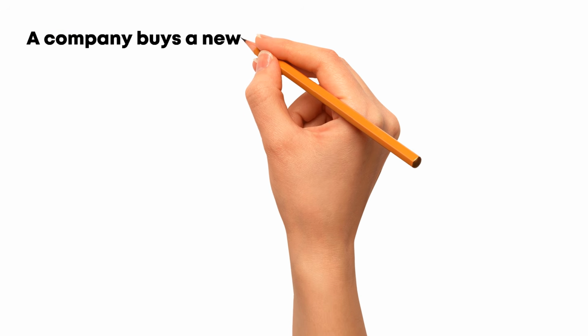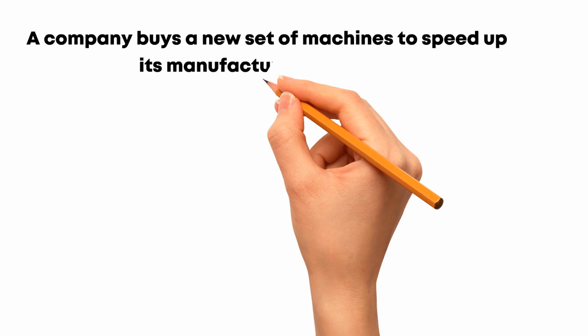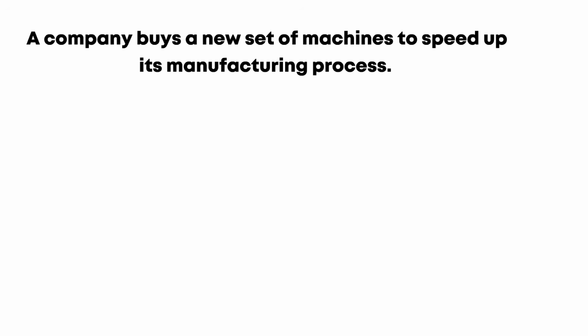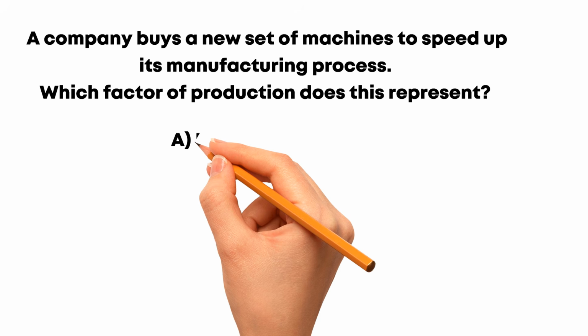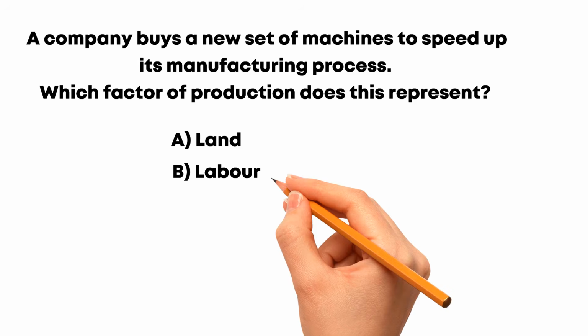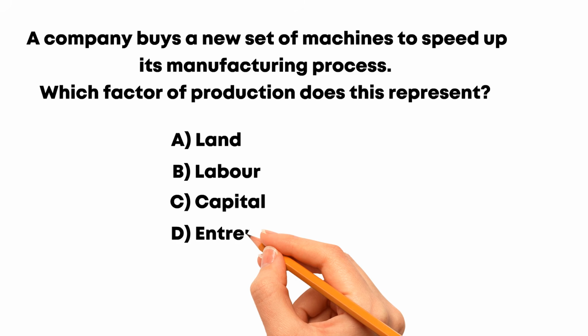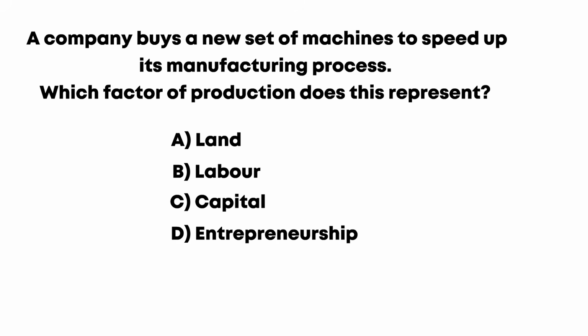Let's see if you were paying attention. Here's your question. A company buys a new set of machines to speed up its manufacturing process. Which factor of production does this represent? A. Land. B. Labor. C. Capital. D. Entrepreneurship.